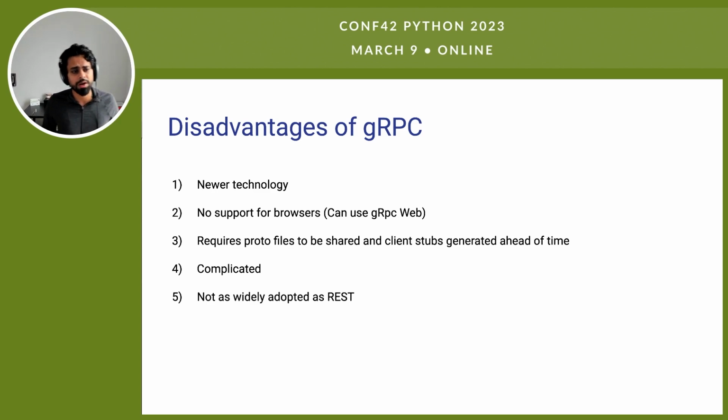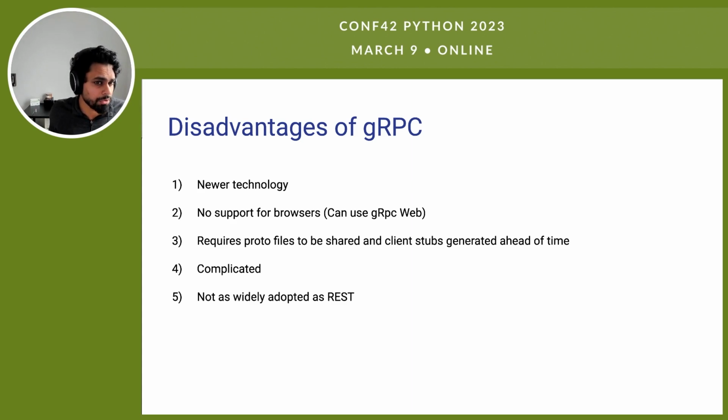gRPC also requires protofiles to be shared between the client and server, as well as client stubs to be generated ahead of time. Now, this means as a client, I just cannot go about invoking any gRPC API that's available out there. I need to have access to the protofile. I need to generate the client stub, and only then can I invoke that API.